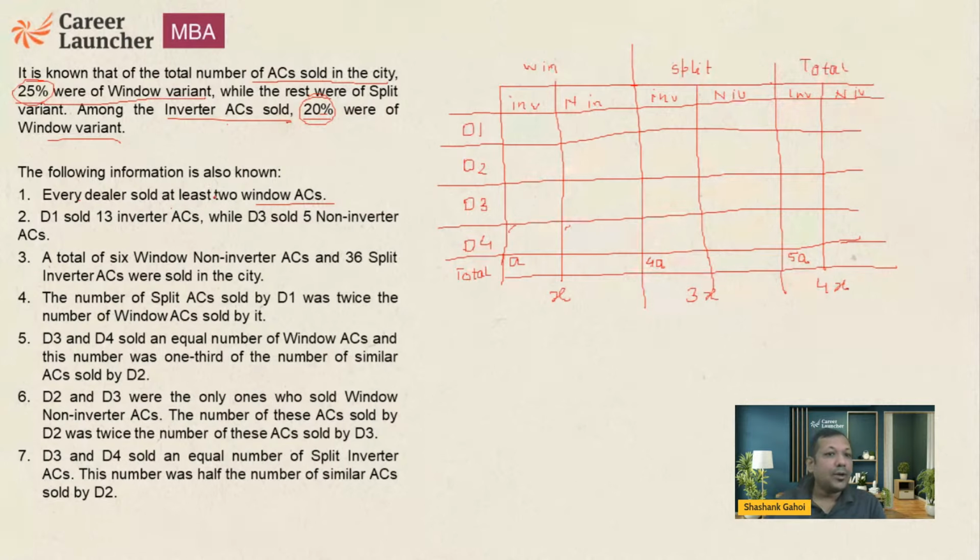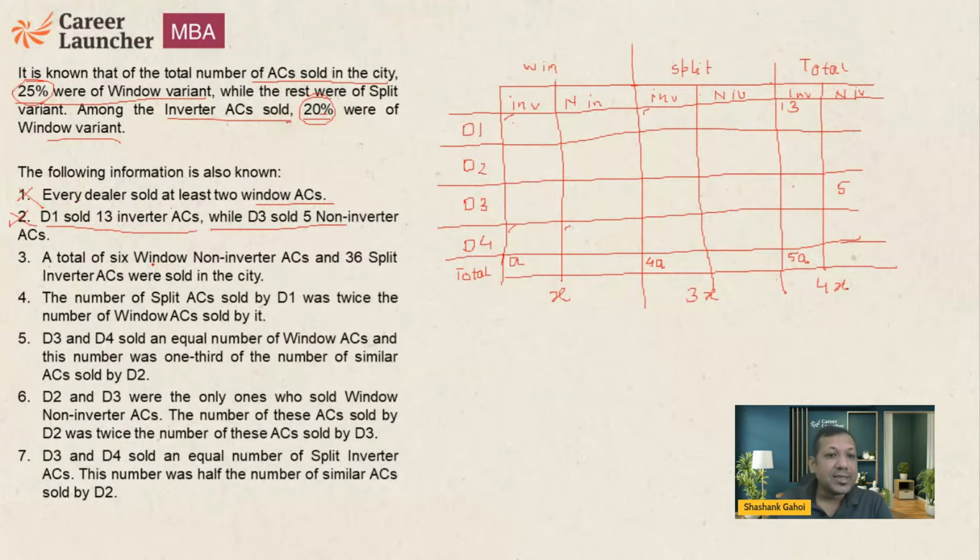Okay. Now it says that D1 sold 13 inverter ACs. Out of this, there are going to be some, let's say B, and here are going to be 13 minus B or something like this. D3 sold 5 non-inverter ACs. So this is the information that I have used. Whichever information I use completely, I just cross it so that I don't do it again.